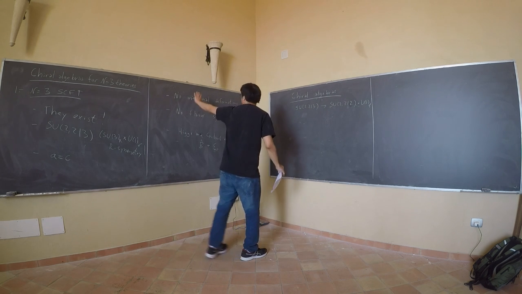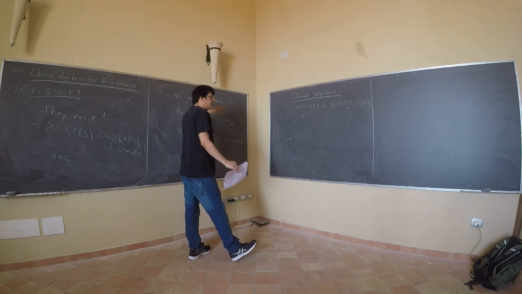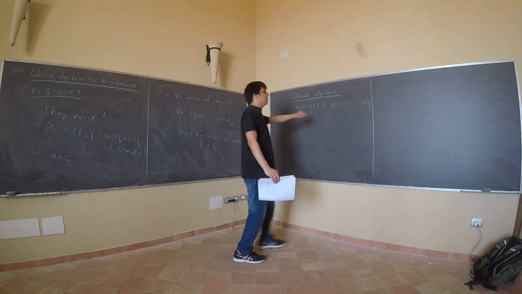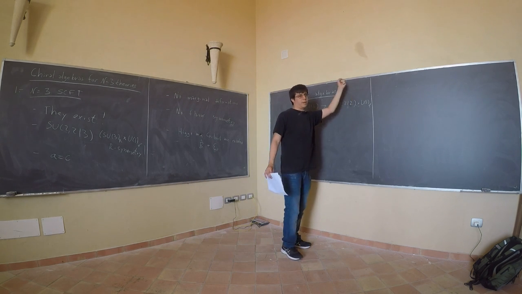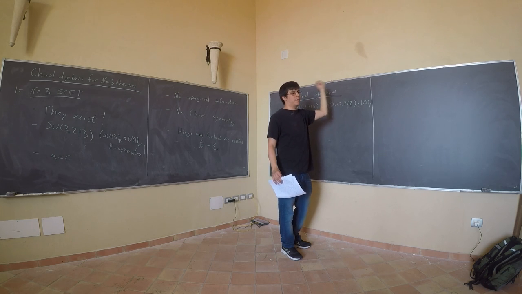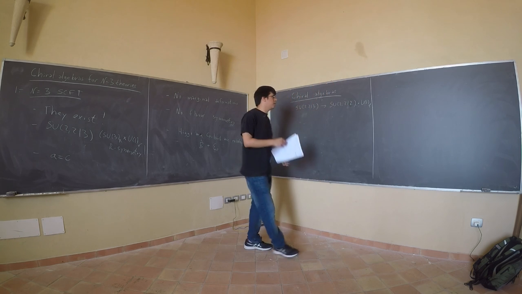So there are no flavor symmetries in n equals 3 theories. This is just an artifact. This flavor was really part of the R symmetry in the original n equals 3 theory, but when you break it to n equals 2, it looks like a flavor.